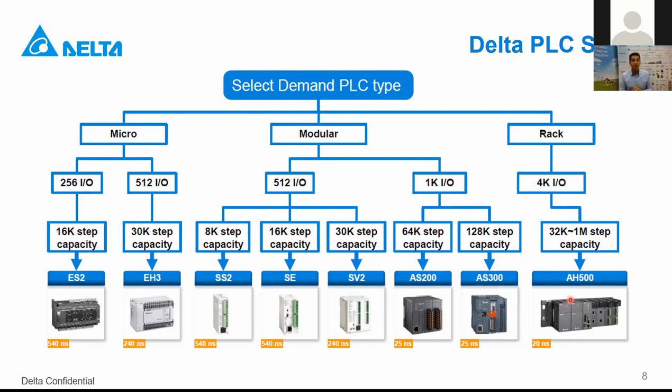First, we need to define how many I/O we need. And then, of course, the capacity of the PLC. Here you see the capacity of the PLC is quite diverse. For AS, I can say around 64 to 128. And at the bottom, you can see the execution time.